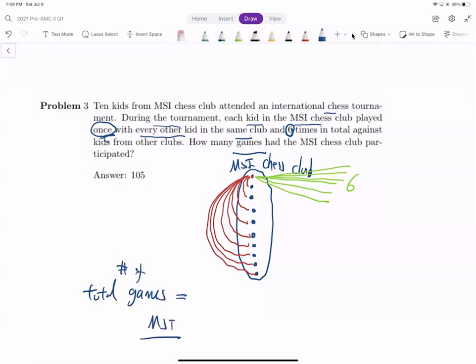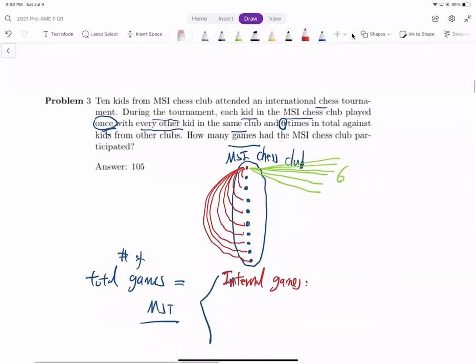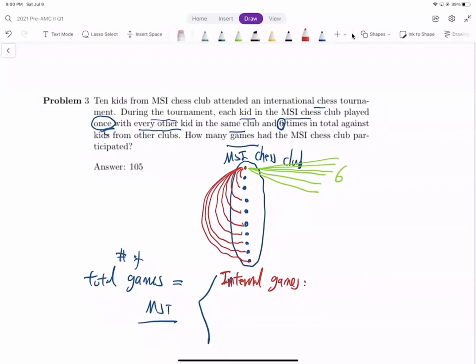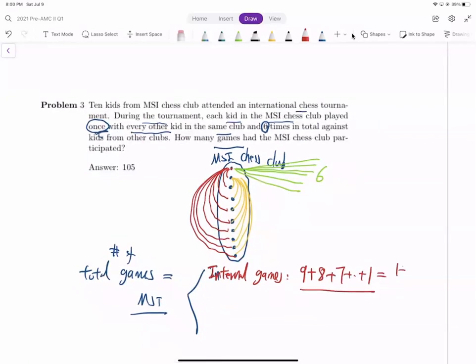So if you look at the total number of games that involve MSI participants, you have 2 parts, which we can separate: internal games, meaning the games between members of the MSI Chess Club. And obviously, this is just 9 plus 8, and plus 7 and all the way to 1. This is an arithmetic sequence. We know it is 1 plus 9 times 9 divided by 2, which is 45.